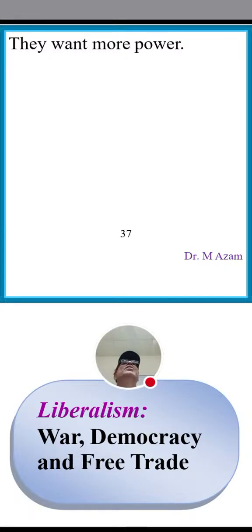They fight wars for more power. They want more wealth. They want more territory. They capture territories of other countries. Russia is fighting wars against Ukraine and it is occupying its territories.